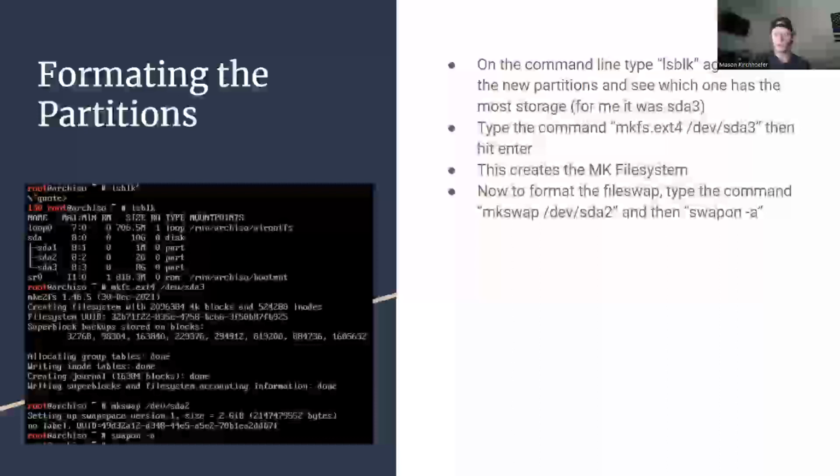So now you want to format the swap partition, which is, I think, 2 gigabytes for me. And to do that, you'll type the command mkswap /dev/sda2, and then once you do that, you'll do swapon -a.